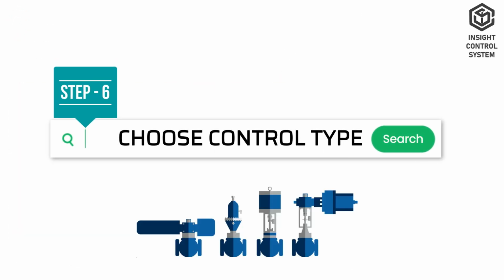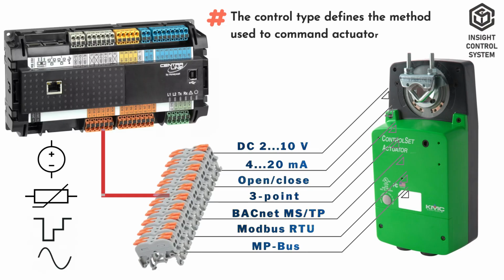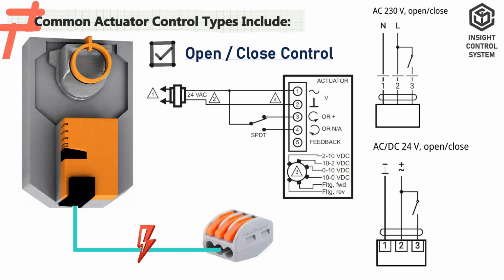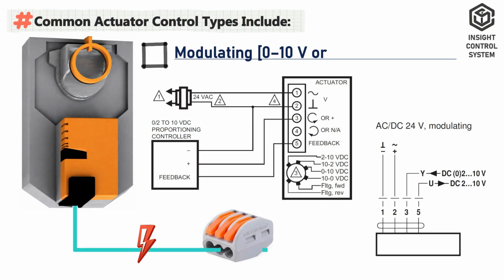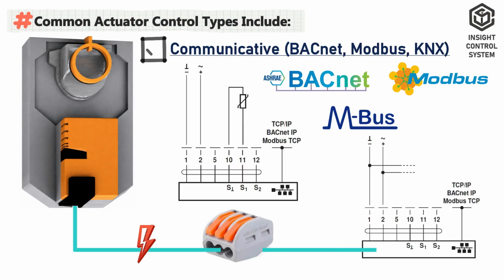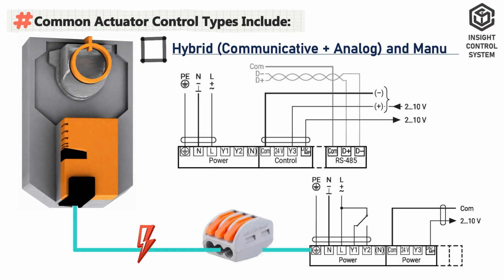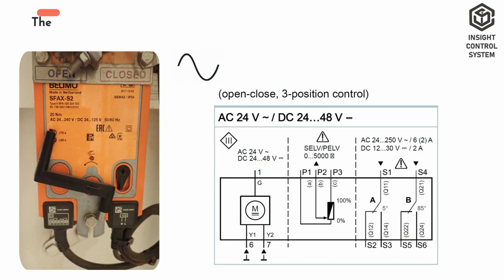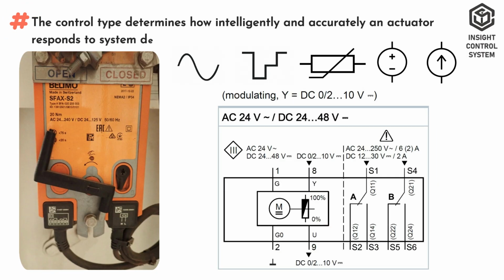Step 6. Choose the control type. The control type defines the method used to command actuator movement from a controller or BMS. Common actuator control types include open or close, 3-point or floating control, modulating control such as 0 to 10 volts or 4 to 20 milliamps, communicative control such as BACnet, Modbus, KNX, hybrid control combining communication and analog signals, and manual operation. The control type determines how intelligently and accurately an actuator responds to system demand.